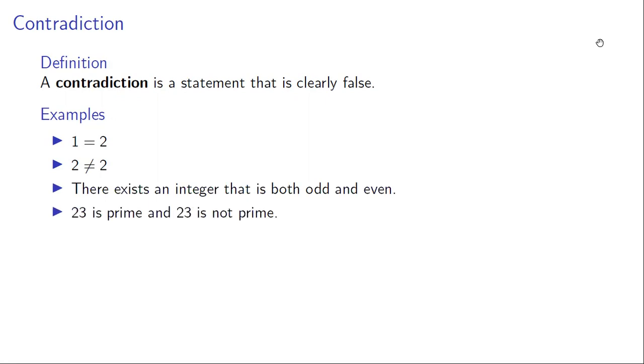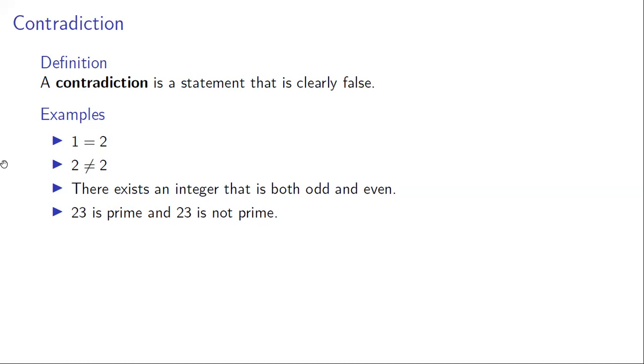Here's another one. The number 23 is prime and the number 23 is not prime, right? It's not possible for both halves of the sentence to be true. So the entire sentence is therefore false because we're using the word and. Even if we didn't know whether 23 is prime, I'm saying S and not S, that sentence is obviously not true because something cannot be both prime and not prime at the same time.